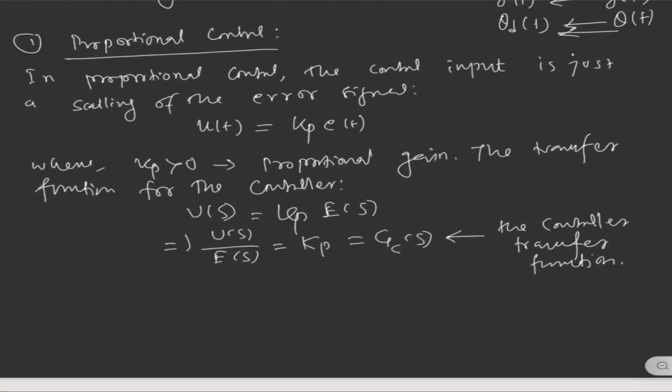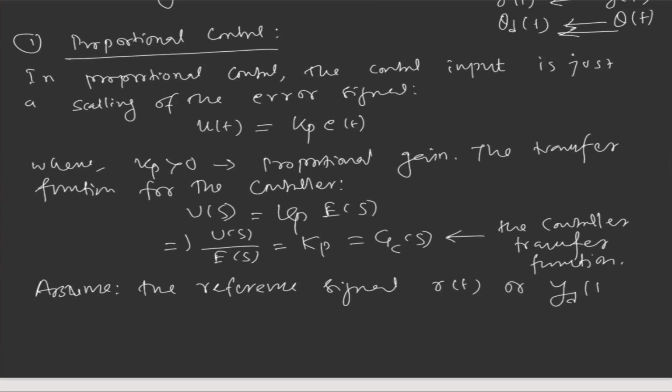So now let's assume the reference signal which needs to be tracked, yd. Here let's assume the reference signal r of t, or yd, is constant. So if the reference signal is constant, it is kind of a regulator that we already discussed.